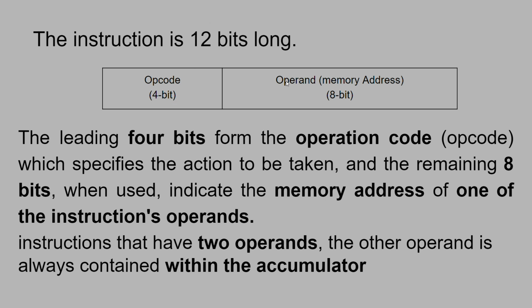But when I say add C3, I need to add whatever is stored at the C3 location to something, and that something is stored in my accumulator.